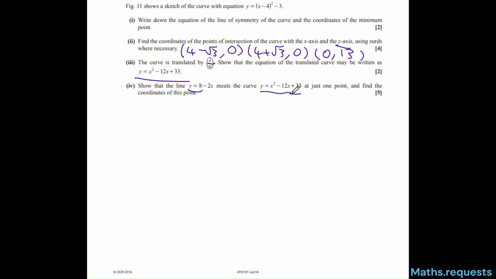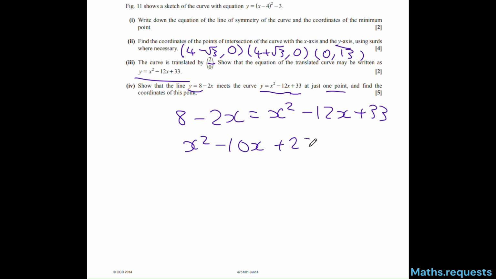Show that the line y equals 8 minus 2x meets the curve y equals x squared minus 12x plus 33 at just one point, and find the coordinates of this point. Alright, so we're going to get 8 minus 2x equals x squared minus 12x plus 33. We're going to rearrange, so we get x squared minus 10x plus 25 equals 0.